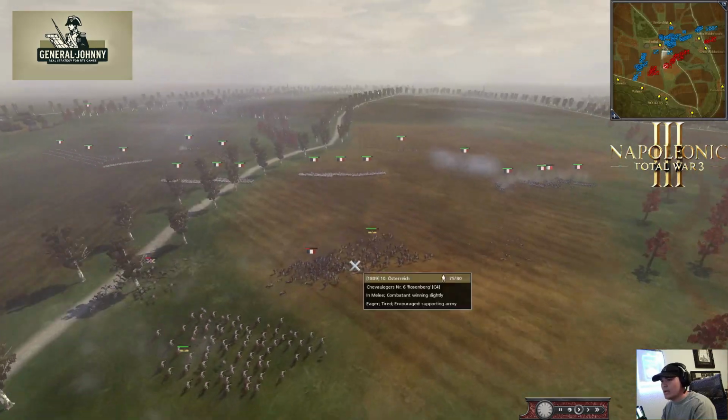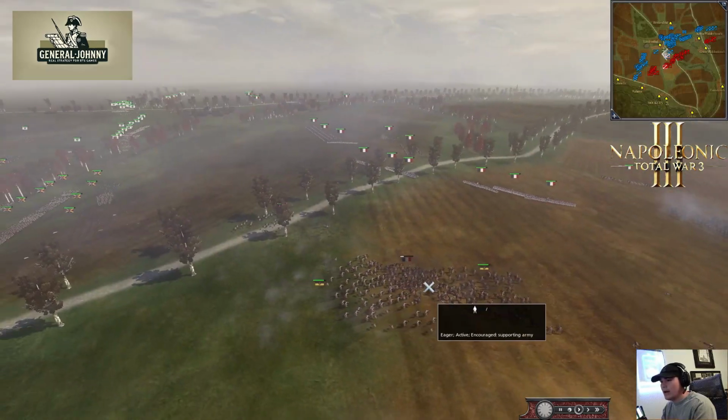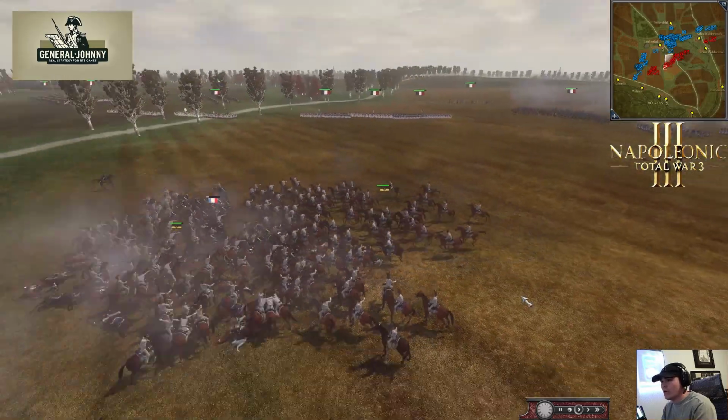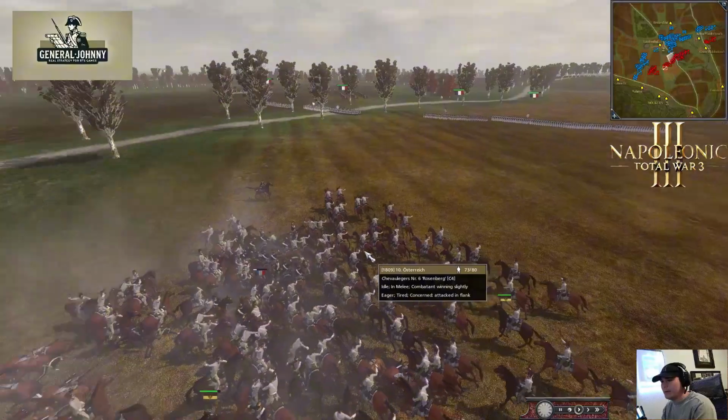And keep in mind, we're cycling in and out this CAV, in and out, making sure we get that charge bonus, making sure we're not charging into our own forces because, and I mean, look at that.